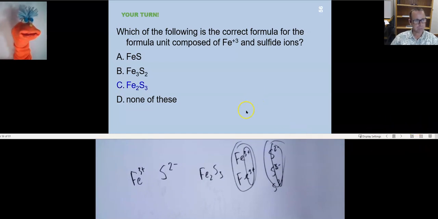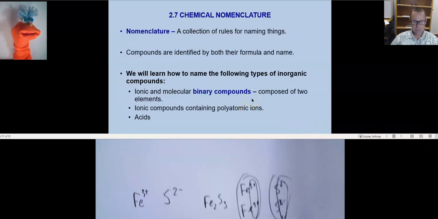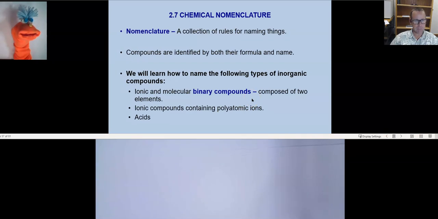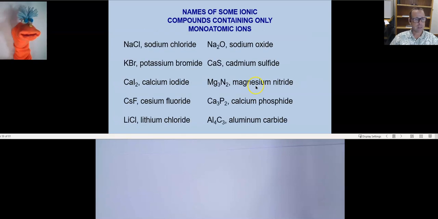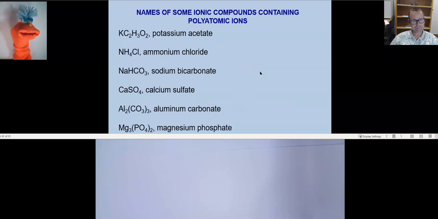Okay, wonderful. Now let's talk about naming these compounds. It's pretty straightforward. We talked about it a little bit already. Sodium chloride is a nice model for us because we take the name of the first ion, or first metal, sodium, and we take the chlorine and we change it to ide. So potassium bromide, calcium iodide, cesium fluoride. All right, good. Aluminum carbide, magnesium nitride, all straightforward.